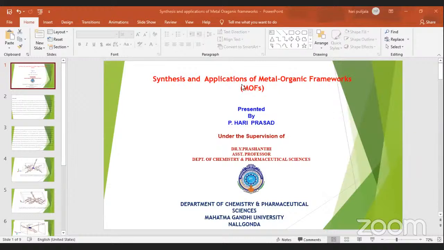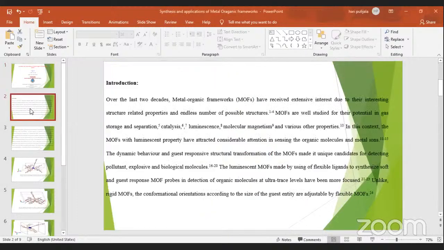Now it's okay, sir. Ma'am, here my topic is synthesis and application of metal organic frameworks. My name is Hari-Prasad, under the supervision of Prashanthi ma'am, Department of Chemistry and Pharmaceutical Sciences. Here, the introduction of my topic is metal organic frameworks, madam. Over the last 2 decades, metal organic frameworks have received extensive interest due to their structure related properties and endless number of possible structures.